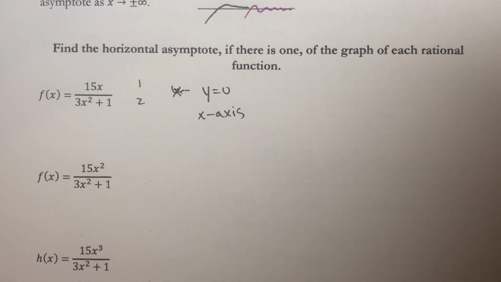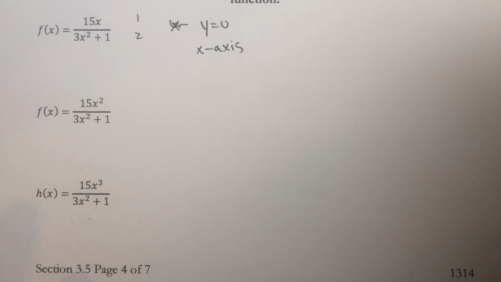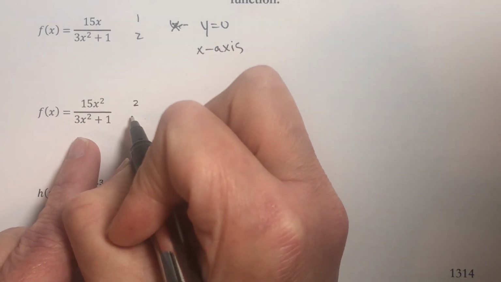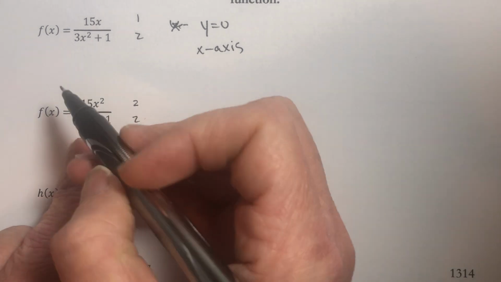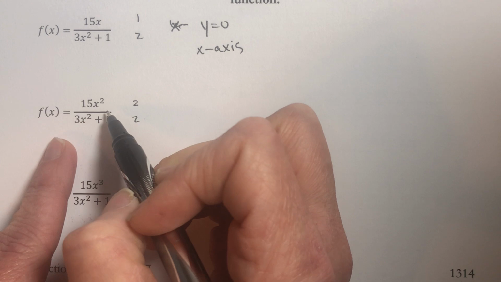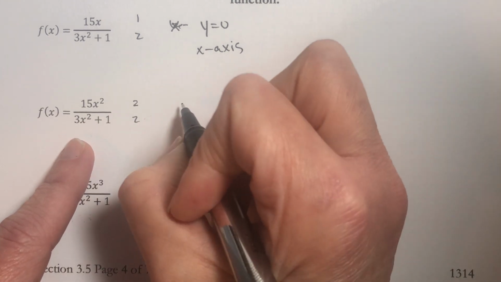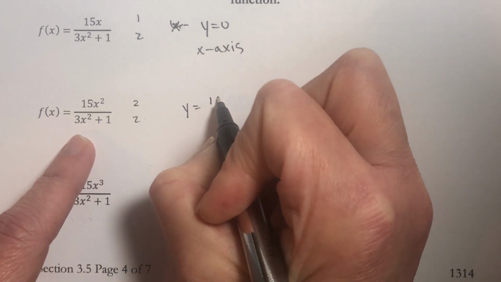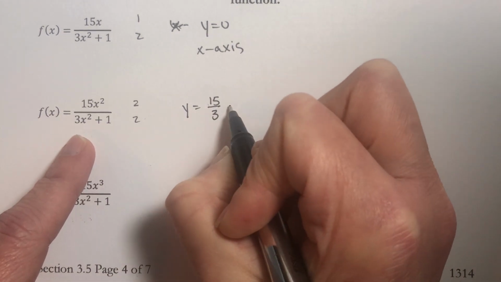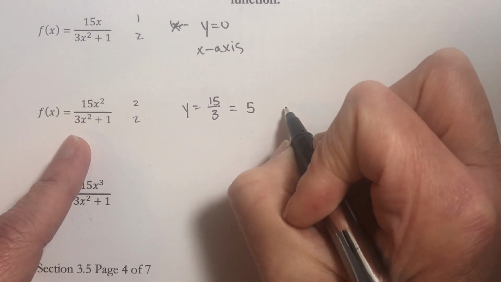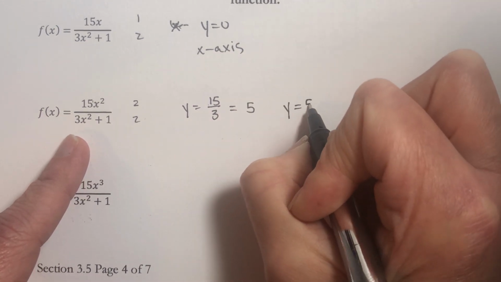For this one, the degree of the top is the same as the degree of the bottom, right? 2 and 2. So when our degrees are the same, we do y equal to 15 over 3, our leading coefficients, and then reduce that fraction if you can. So that's just 5. So I'm going to have a horizontal asymptote at y equal to 5.